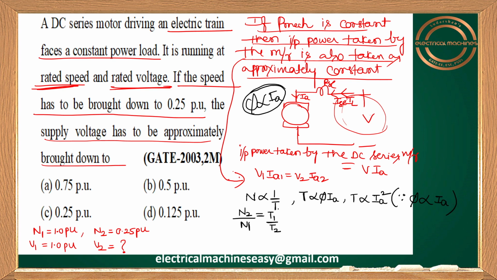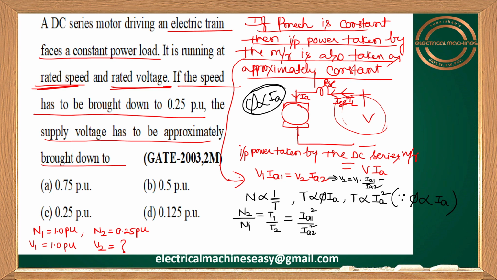So guys, please tell me N2 by N1 equals T1 by T2. T1 by T2 equals what can I write? Ia1 square by Ia2 square. Yes or no? Okay, so very simple. So here he's asking to find the V2 value, right? If you want the V2 value, V2 equals V1 into Ia1 by Ia2. So V2 equals V1 into Ia1 by Ia2.